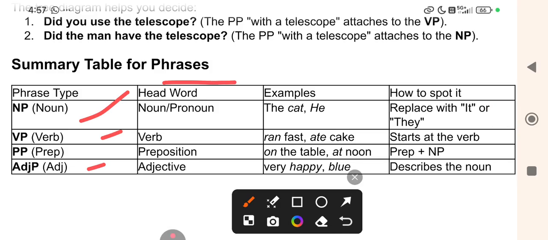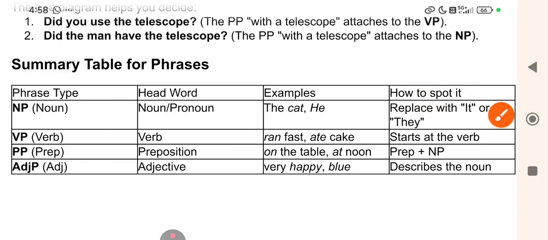And they have given a summary of how to identify the phrases: noun phrase, verb phrase, prepositional phrase. First of all, find the head word. They have given examples, and they say how to spot it. You can replace a noun phrase with "it" or "they"; a verb phrase starts with the verb; a prepositional phrase is a preposition and a noun phrase; and an adjective phrase describes the noun. So this way you can find the phrases.